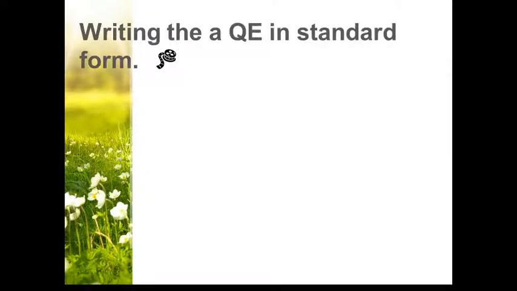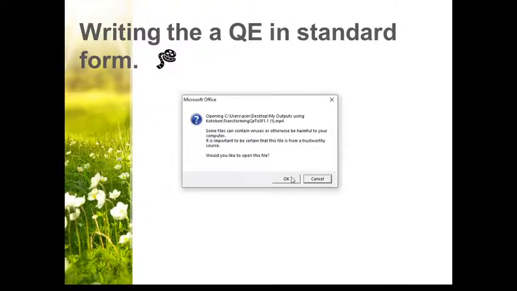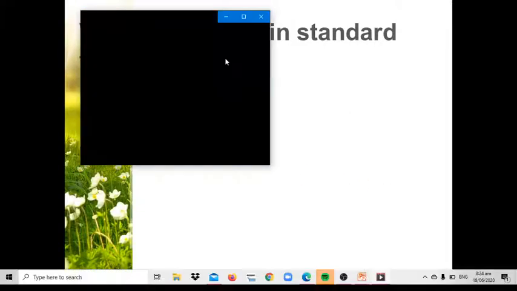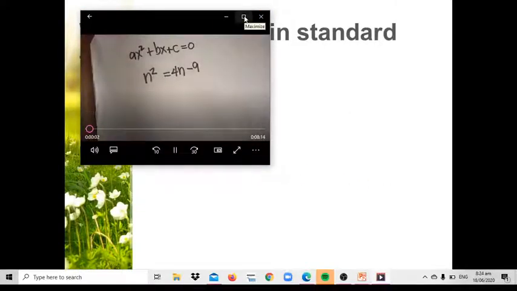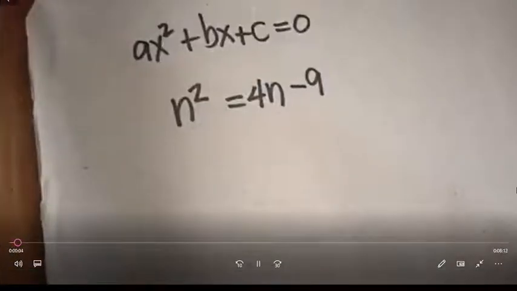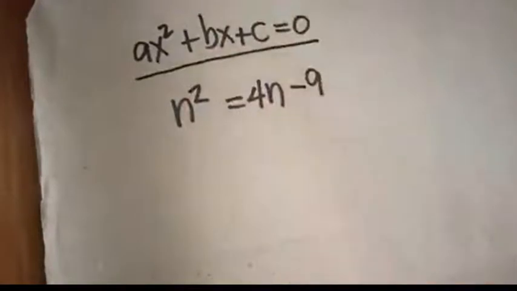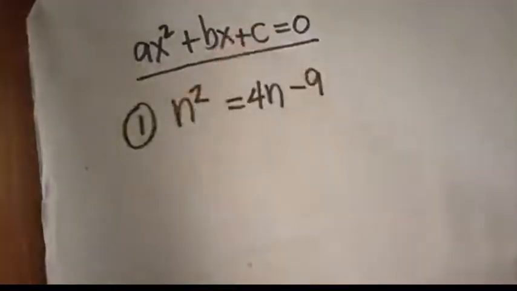We can write a quadratic equation in standard form. Let us watch this short clip on how to write the quadratic equation. Okay, now we are going to write a quadratic equation in standard form and give the values of a, b, and c. So take note, this is the standard form of our quadratic equation. ax squared plus bx plus c is equal to 0. Okay, so let us have the first one. We have n squared is equal to 4n minus 9.